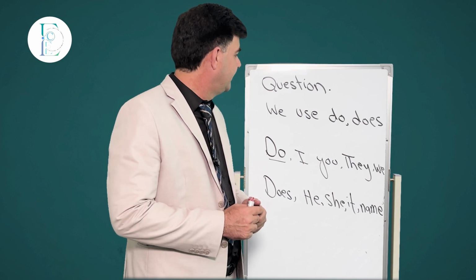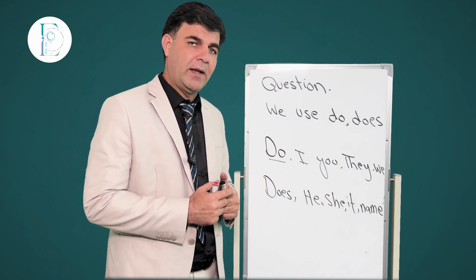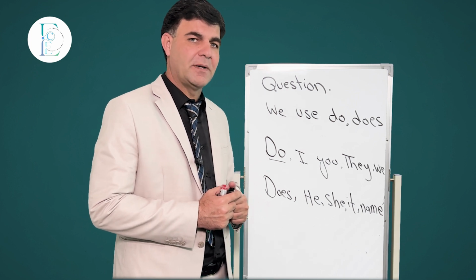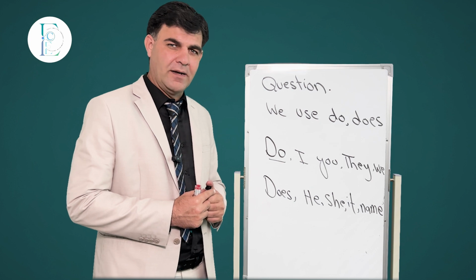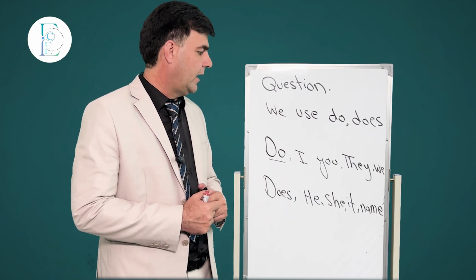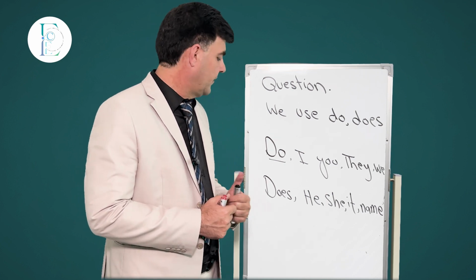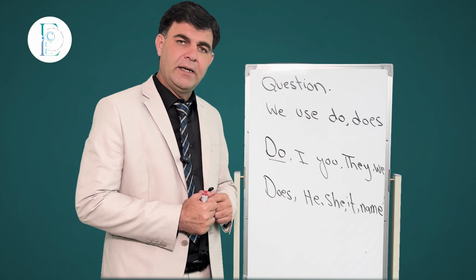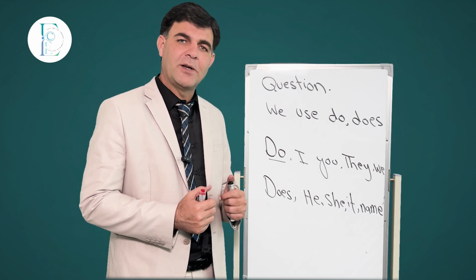So, how do we make a question in present simple tense? We simply use do and does. We use do with I, you, they, we, and plural nouns. We use does with he, she, it, and a singular name, singular noun.